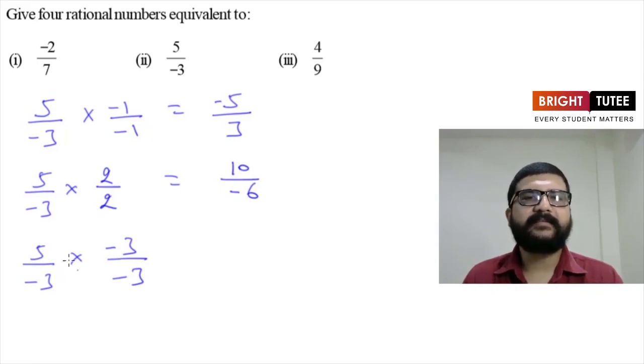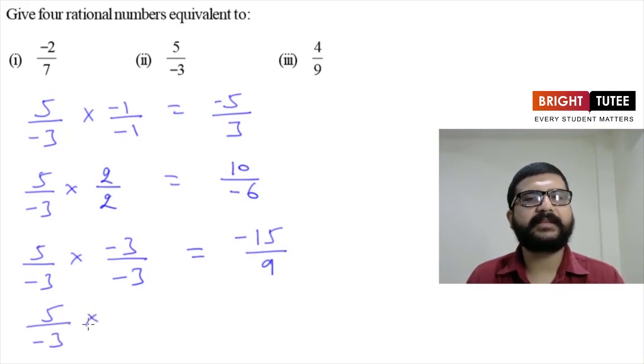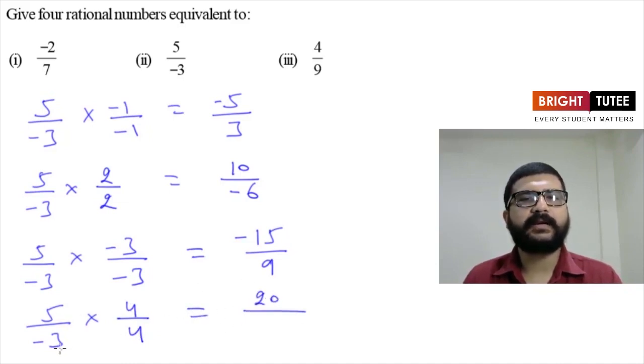So the thing is, we are just multiplying the given number with 1. Every time we are multiplying it with 1 only, because minus 1 upon minus 1 it is 1, 2 upon 2 it is also 1, minus 3 upon minus 3 it is also 1. Now this will give us minus 15 upon 9. Now for the next number, we can multiply 5 upon minus 3 with 4 upon 4. Now this will give us 5 into 4, that is 20 upon minus 3 into 4, that is minus 12. So now these are the 4 rational numbers which are equivalent to 5 upon minus 3.